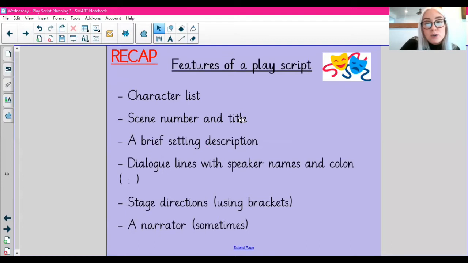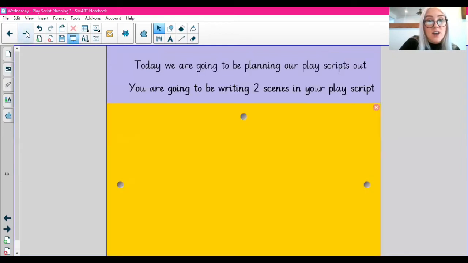number and title, a brief setting description to tell us what's happening, who's there, and the details of that scene, dialogue lines with speaker names and the colon, stage directions in brackets, and sometimes some play scripts have a narrator. So those are the features that we looked at yesterday. We're going to be using them in today's task to help us plan our own play script.